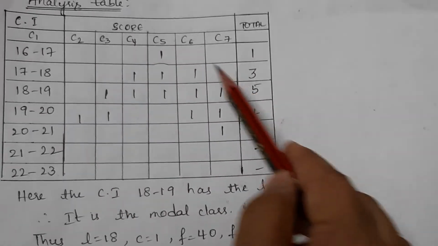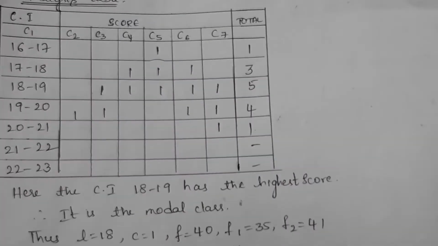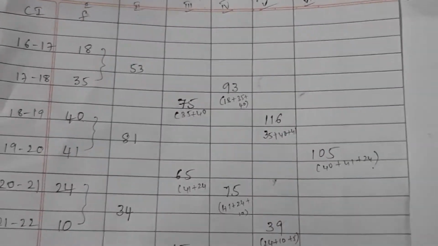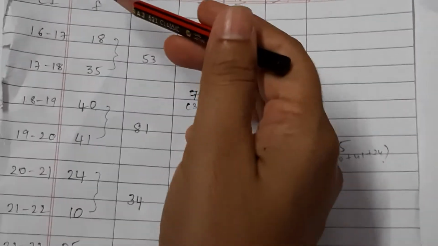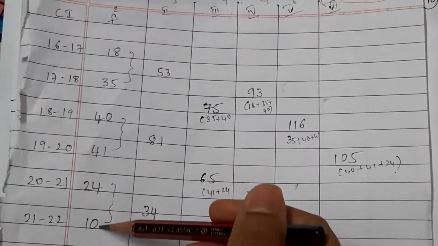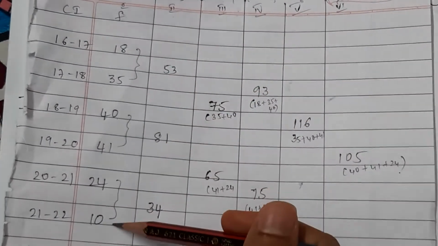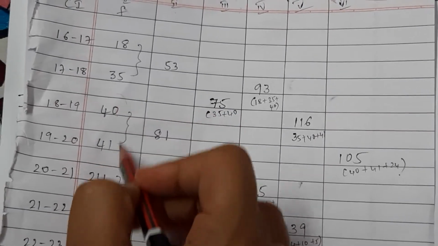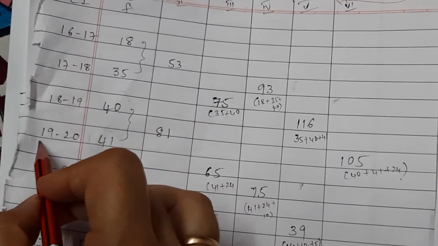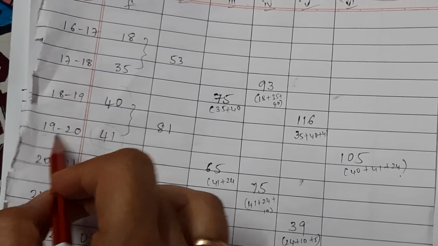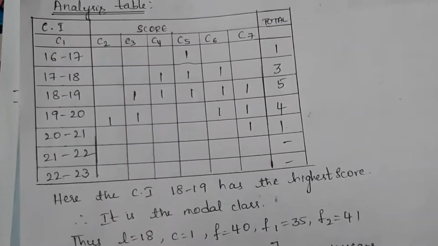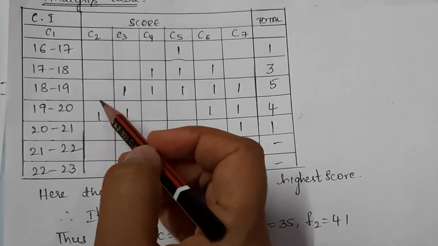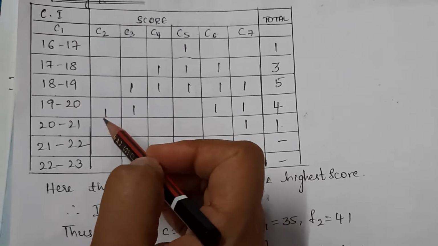I'll tell you how to calculate this. So in the previous table, in the column C2, first we should observe the highest number here. So the highest number is 41. So 41 corresponds to the class interval 19 to 20. So in the analysis table, in 19 to 20, I should give 1.